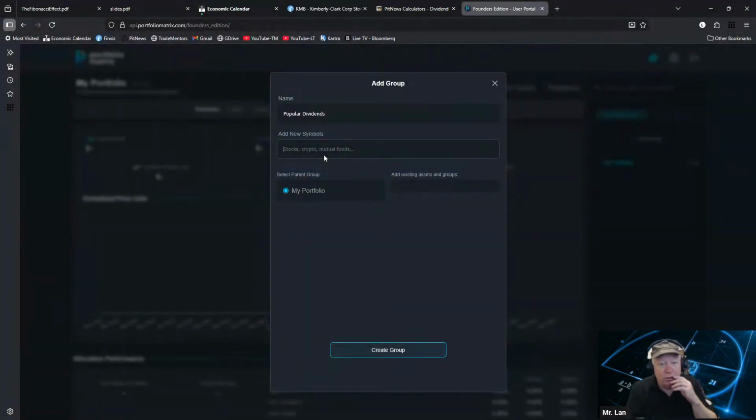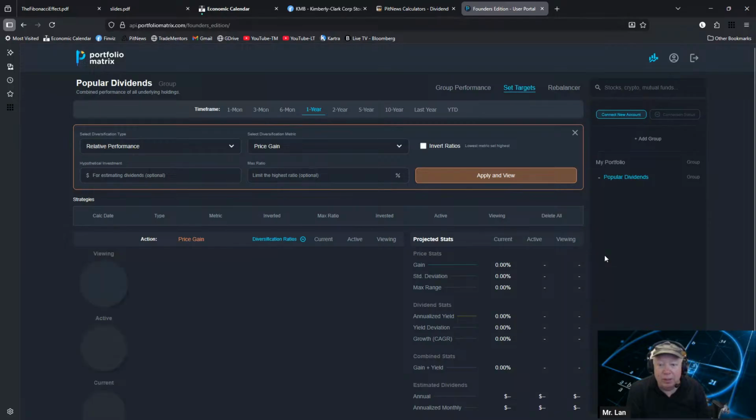You go to portfoliomatrix.com and you subscribe. And you can do this entire portfolio stuff. And then you can also import your own portfolio and it'll do all this really neat stuff on your portfolio. Shows you what you're doing. Okay, so we're going to go in here, Popular Dividends. We're going to create the group. And now we're going to come in and look at them one at a time.